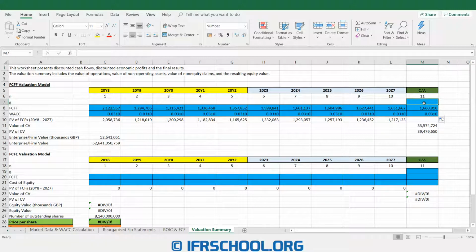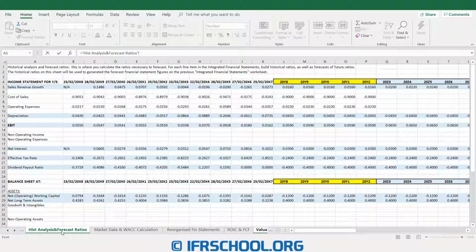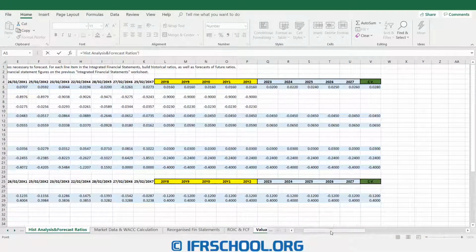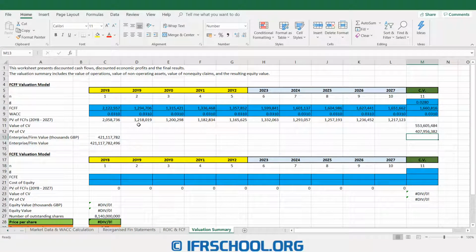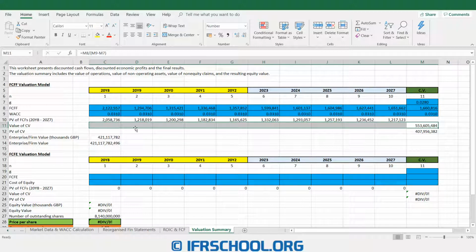We also need to insert a growth rate for the perpetuity formula. I'm going to use the assumed growth rate in sales revenue at the end of the forecast period. This cell contains a perpetuity formula which calculates the continuing value or the terminal value for the firm based on these inputs in the base year. We then discount back this continuing value to the beginning of the forecast period.